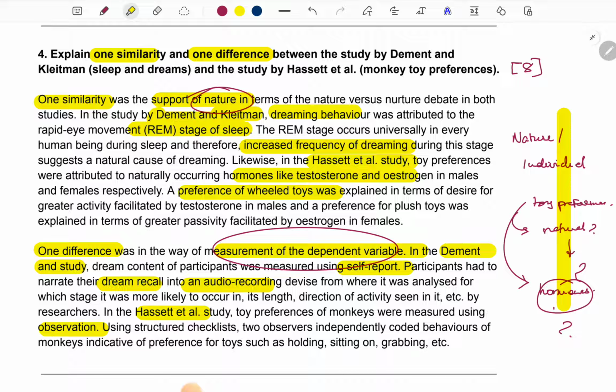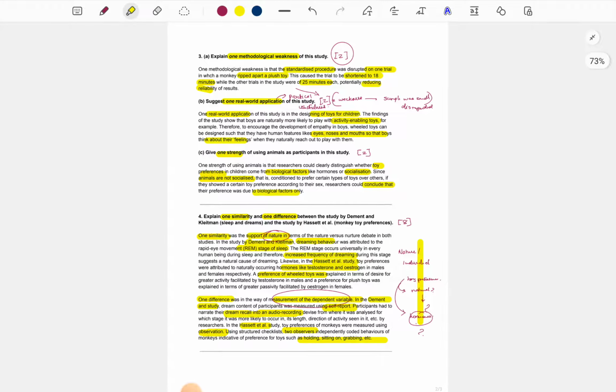Again, if you see within the answer also, first I've named the difference, this point is the difference. Then within every topic also, first point, self-report, then explanation, how self-report, because of audio recording of dreams by participants themselves. Same when Hassett et al., first naming, observation, then why or how observation, elaborating. So always a lot of clarity, point elaboration, that should go on throughout the answer. So now again, okay, how was observation done? Two observers were looking at monkeys' behaviors like holding, sitting, grabbing, etc. Okay, so very easy to score 4 marks per paragraph and get a total of 8.